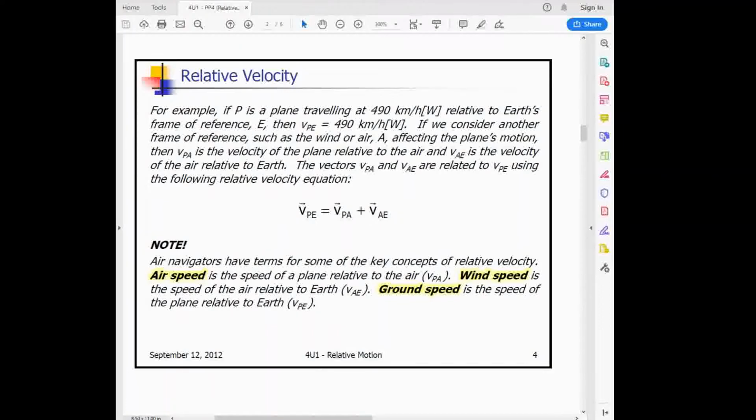And then lastly, we have the velocity of the air relative to the Earth, and that would be VAE. So velocity of A, which is the air, relative to E, which is the Earth. And we call that wind speed. And going back to the velocity of the plane, the VPE, that's sometimes called the ground speed as well. These are terms that are used when talking about relative velocities of any object that's traveling with respect to the Earth while it's also experiencing wind as well.